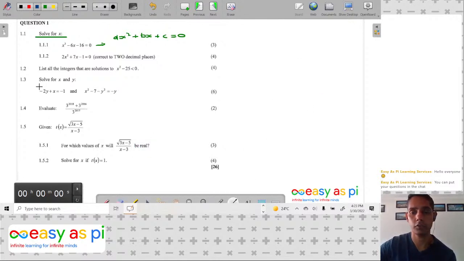They now say solve for x and y. What does that tell me? It tells me I'm going to be using simultaneous equations. And remember, with simultaneous equations, I need to identify the easiest or the most simplified equation and work with that equation. And then substitute values into the more complicated equation and solve.